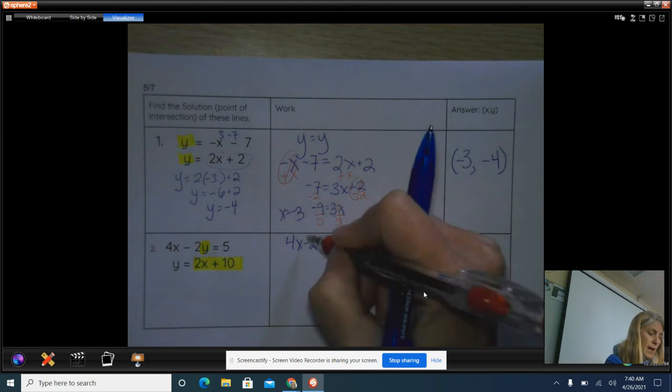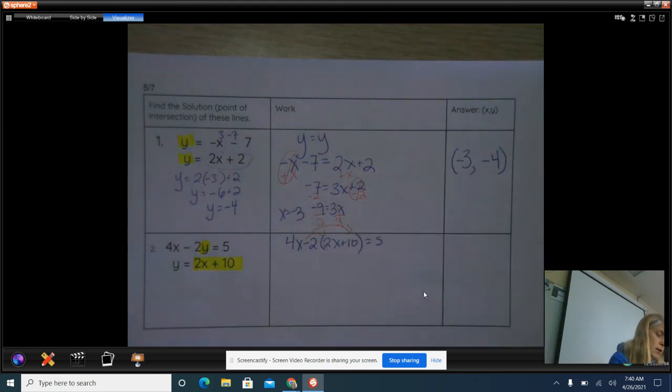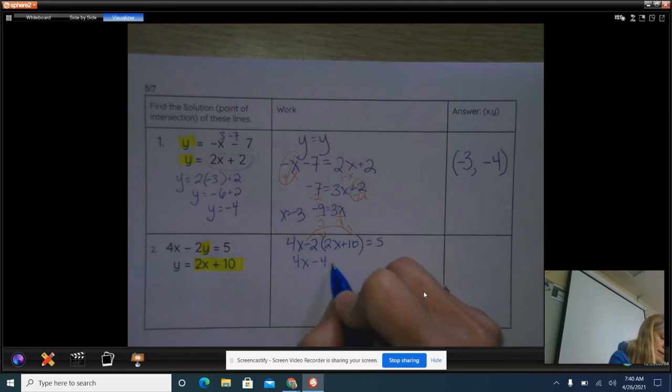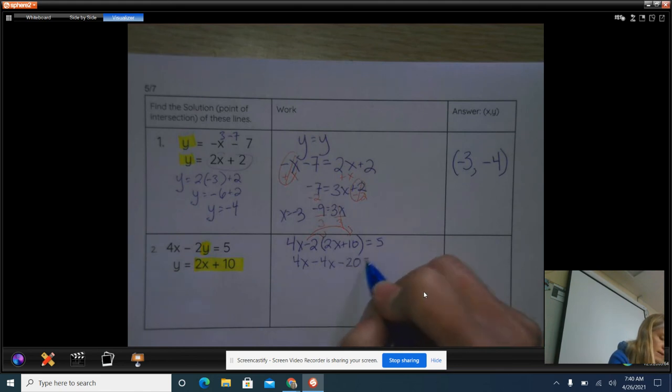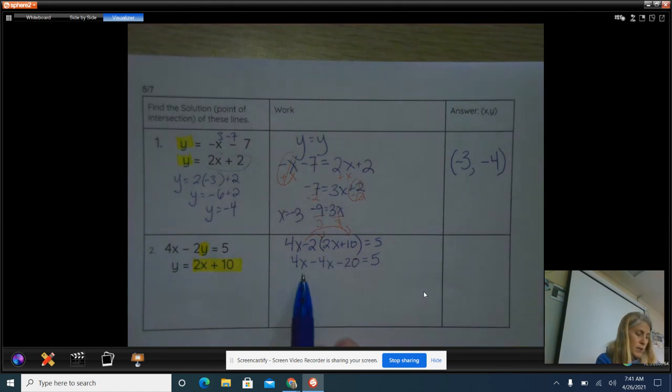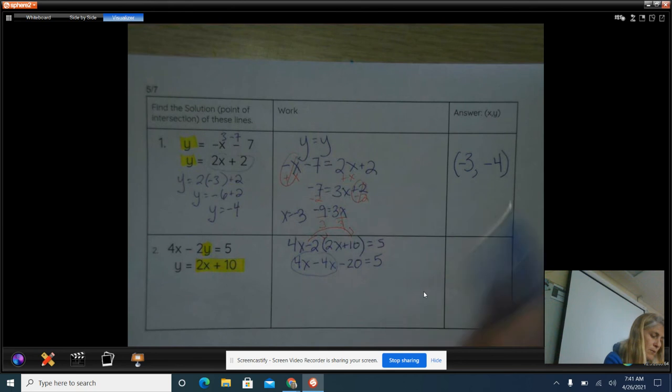Now we're ready to distribute that negative 2. So we have 4x, negative 2 times 2x is negative 4x, negative 2 times 10 is negative 20, is equal to 5. We cancel the x terms out, and we have negative 20 is equal to 5. So our variables went away. What does this mean?